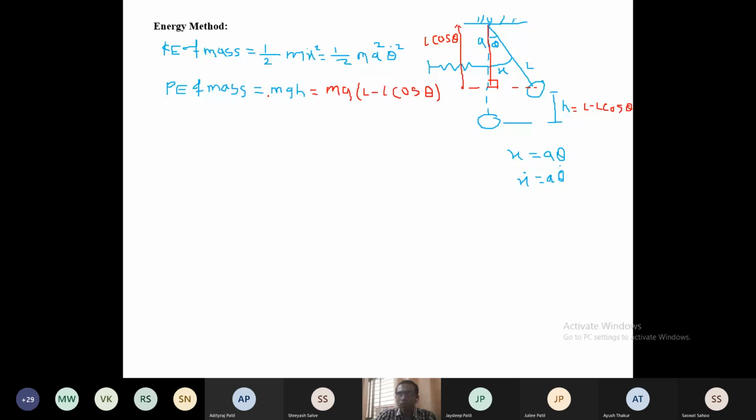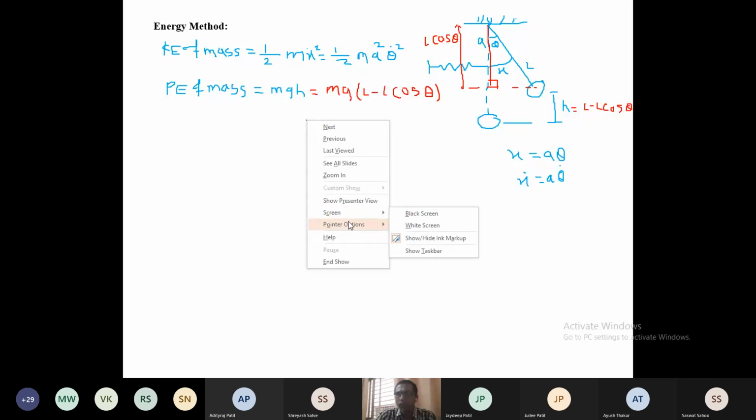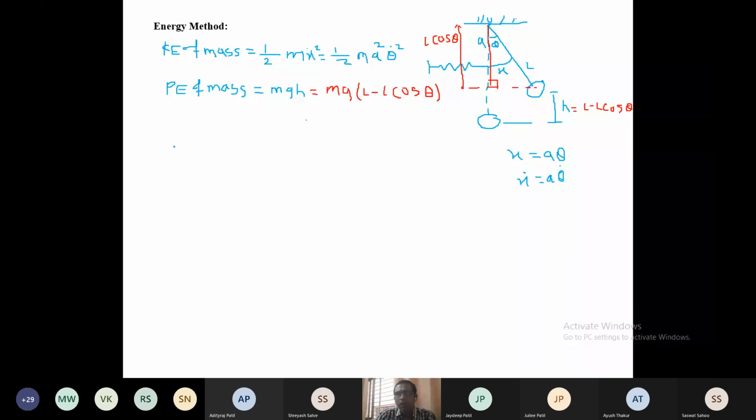Okay, now one more potential energy you have to find out here. Which one? Which potential energy will it be? Potential energy of the spring.